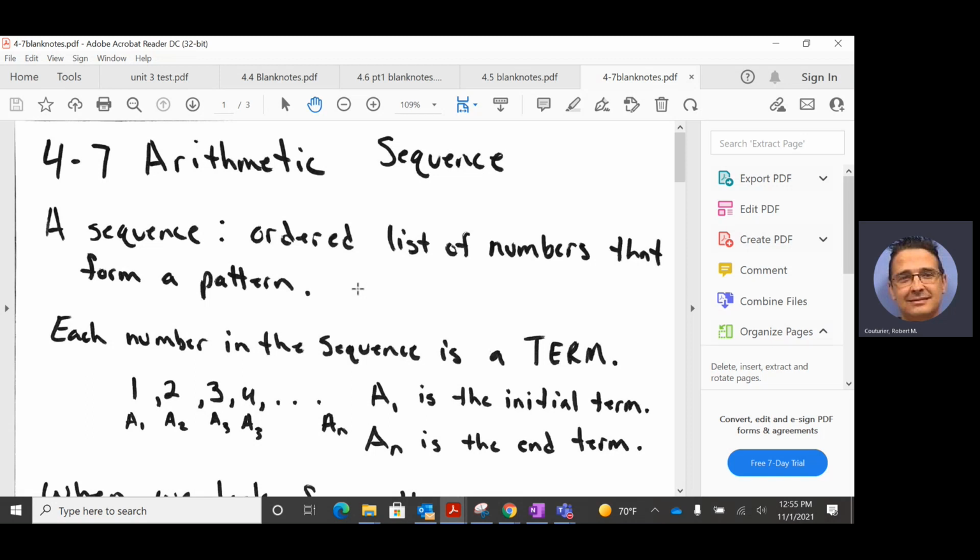We've already done this in one of the other sections where we were comparing x's and comparing y's and noticing this difference or this change that we kept seeing in our x's or our y's. And this is further reinforcing this idea and this concept in this chapter. So an arithmetic sequence is a sequence, or an ordered list of numbers, that form a pattern. Each number in the sequence is considered to be a term, an individual number.